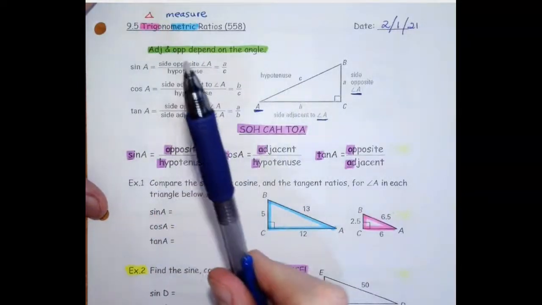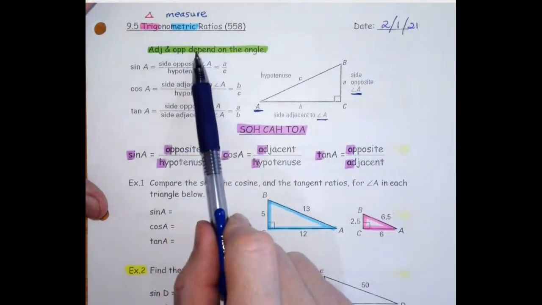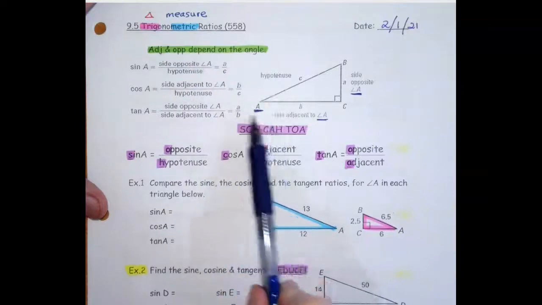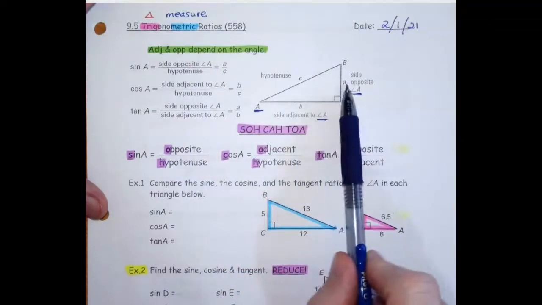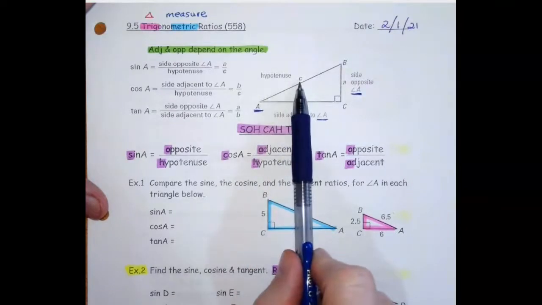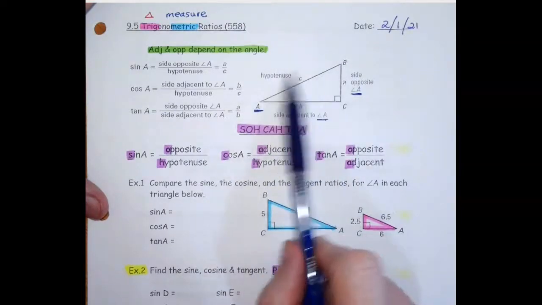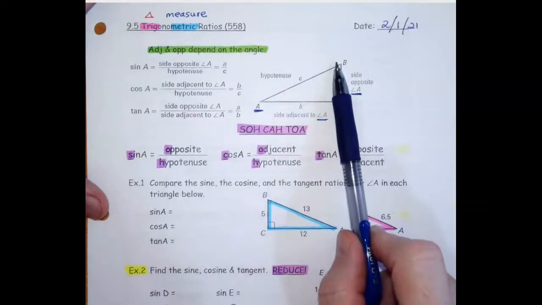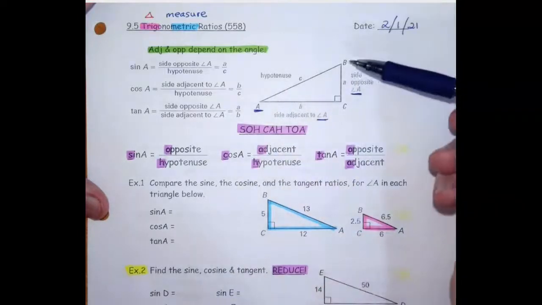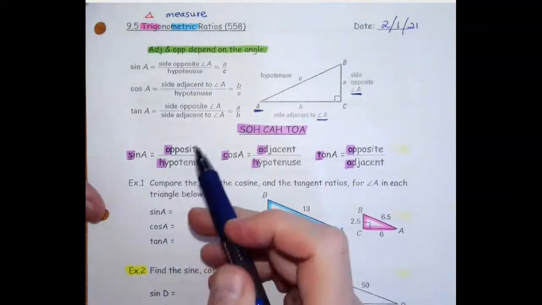ratios. So couple things. The adjacent and the opposite sides depend on the angle that you're talking about. So if we're talking about angle A, then this side over here is the side that's opposite of angle A, and this side here is the side that's adjacent. The hypotenuse is always the hypotenuse. That's across from the 90 degree angle. It's the longest side. So that's never going to be adjacent or opposite. So you have to just remember that's always hypotenuse. Now, if I'm up here and I talk about angle B, then this side would be adjacent and this side would be opposite. So we need to take into consideration which angle we're looking at.